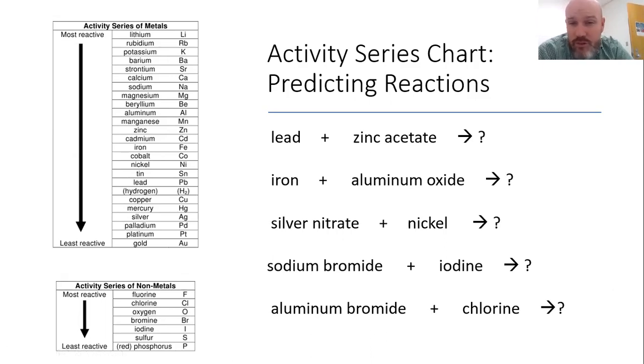Okay, so I have a few more for you to do. I'm not going to give you the answers. Well, heck, I'll give you the answer to the first one. Lead plus zinc acetate. Since we have a metal and another metal, we're going to be using the activity series of metals instead of the nonmetals. So we have lead. Here's lead. Zinc is higher than that. Since zinc is already in the compound, lead is not going to be reactive enough to replace the zinc. So this reaction is not going to happen.